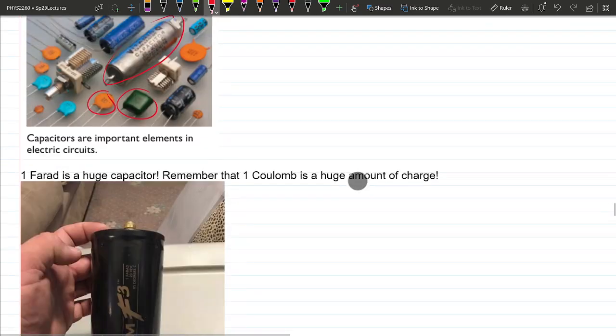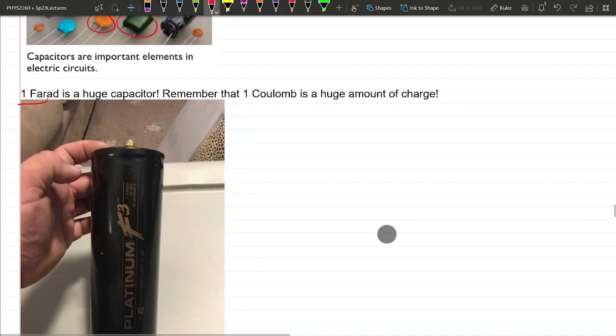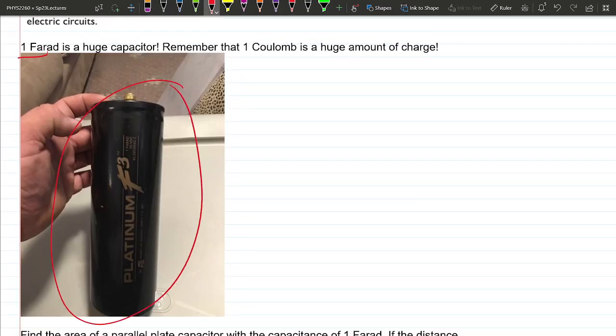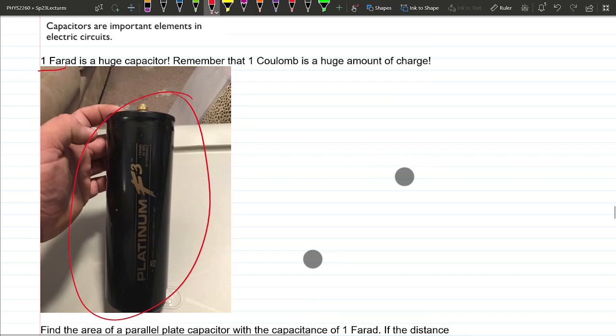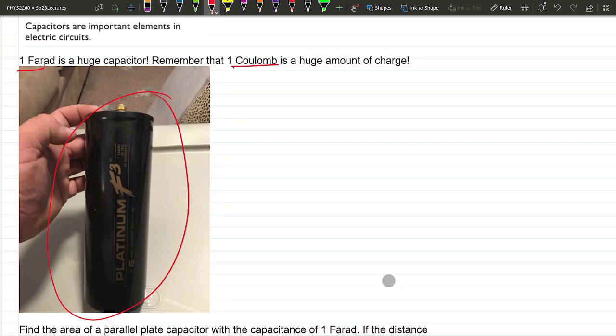Because a 1 farad capacitor is actually huge. This is a 1 farad capacitor. So you can see the hand size here, so it's going to be something like this big. It's like a gallon of milk or something like that. That's a 1 farad capacitor, because remember, this tells you the capacitance is 1 farad.